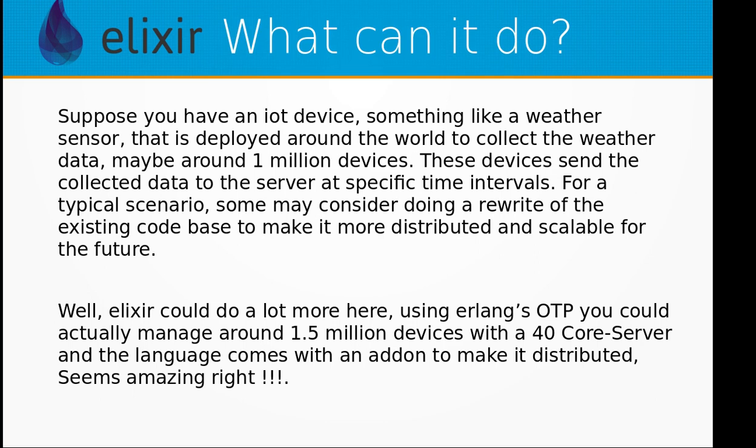Suppose you have an IoT device, something like a weather sensor that is deployed around the world to collect the weather data, maybe around 1 million devices. These devices send the collected data to the server at specific time intervals. For a typical scenario, some may consider doing a rewrite of the existing code base to make it more distributed and scalable for the future. Well, Elixir could do a lot more here. Using Erlang's OTP, you could actually manage around 1.5 million devices with a 40-core server, and the language comes with an add-on to make it distributed. Seems amazing, right?